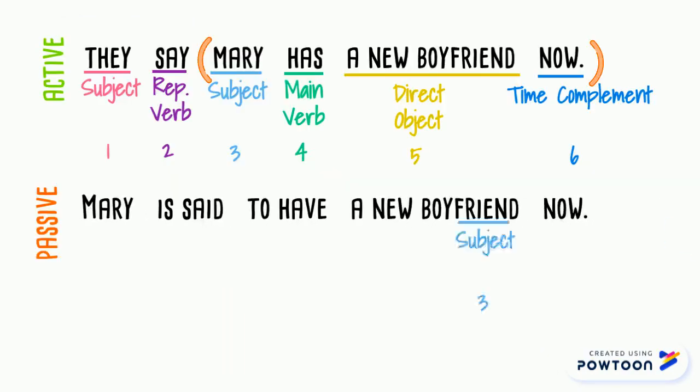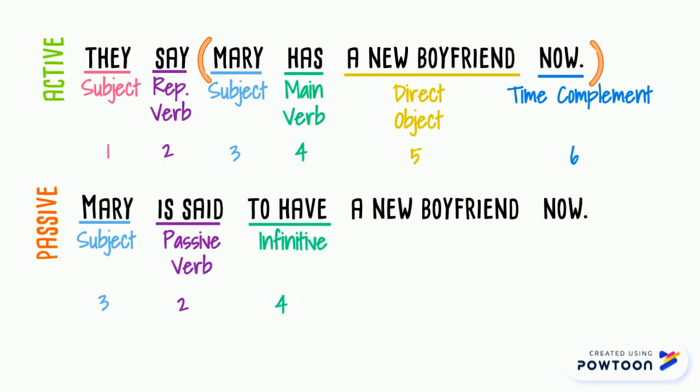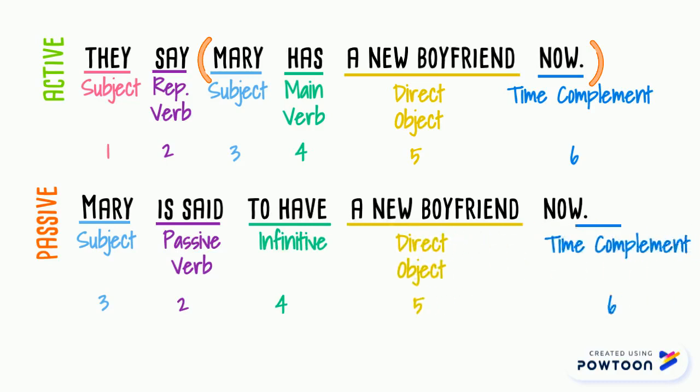First of all, we use the subject of the main verb, number 3, as the subject of the passive. Then we turn the reporting verb, number 2, into a passive verb. Then we turn the main verb, number 4, into an infinitive. Then we use the direct object, number 5, and finally we add the complements, number 6.